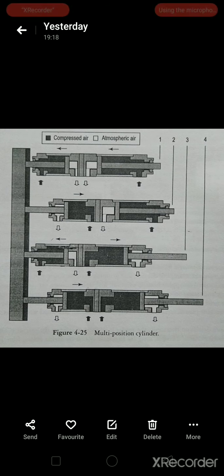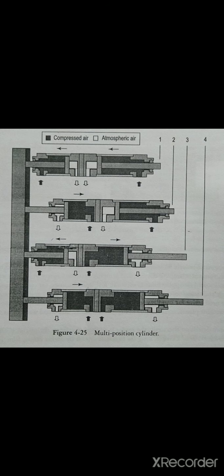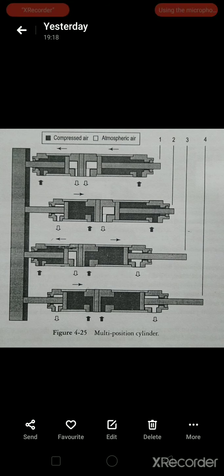Now this is a figure of a multi-point cylinder. A multi-point cylinder for 3 or 4 positions consists of two separate cylinders of identical diameter which are interconnected back to back by using a suitable mounting kit. The piston rod of one cylinder in the multi-position arrangement is fixed, and the piston rod of the second cylinder is used for loading purposes.